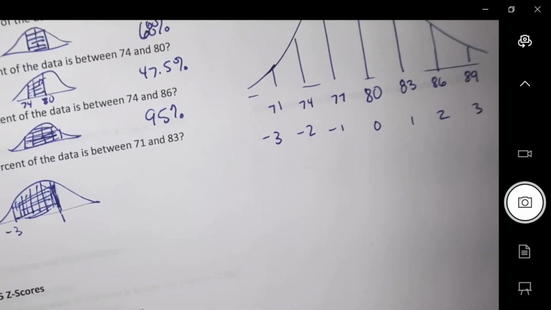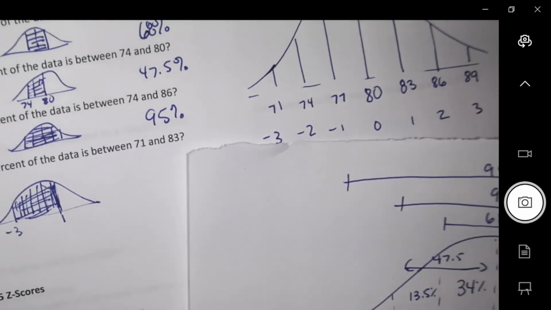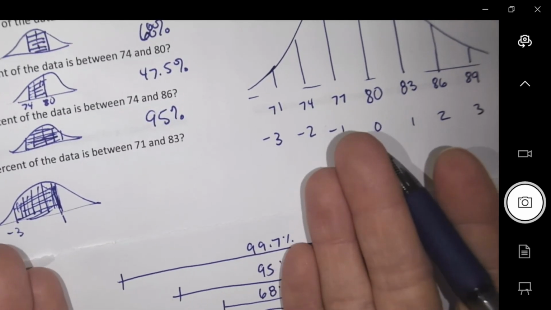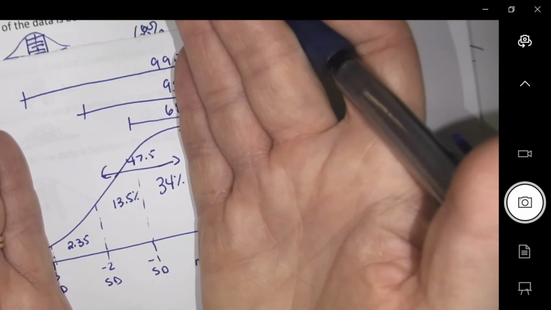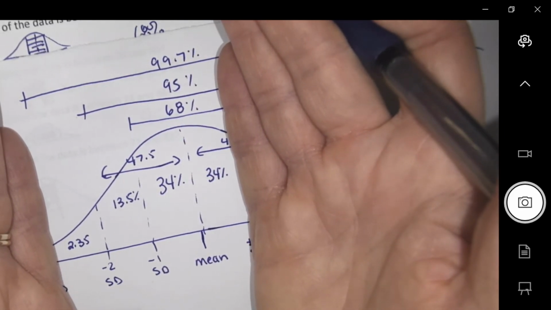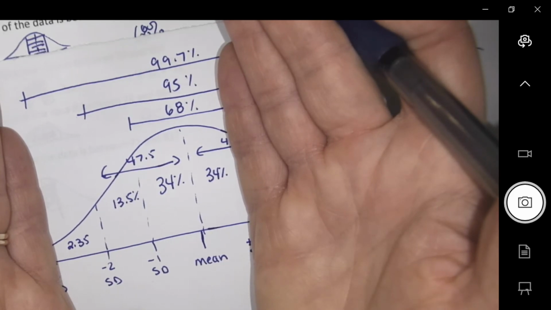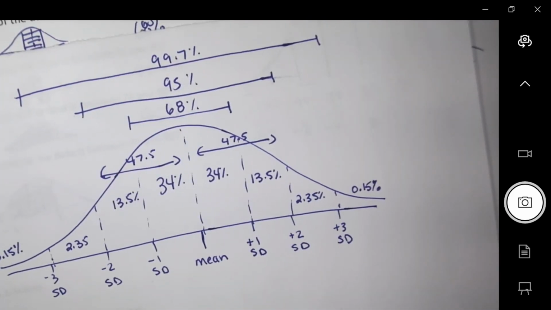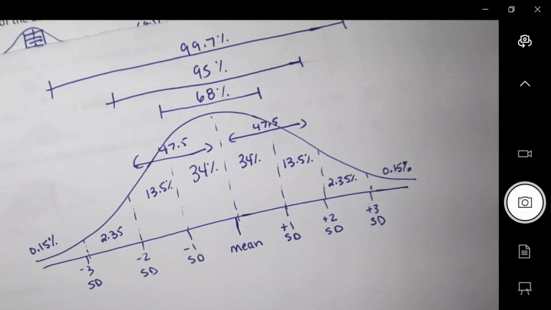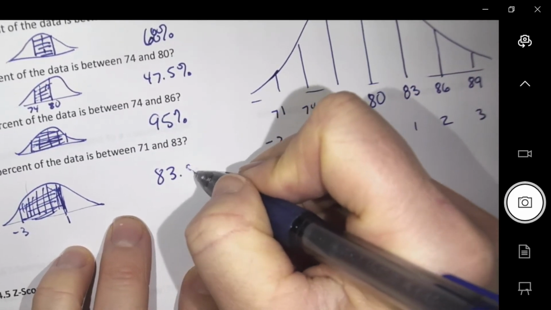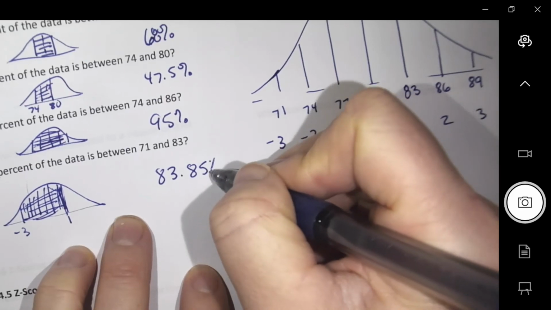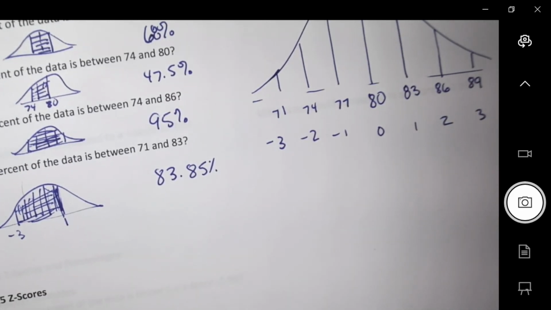So how much of the people scored in that region? So what are we going to do? Okay, so you need all of this region plus that one, right? So you need to add all those numbers together. I'm getting 83.85% of the students scored anywhere between those on the test.